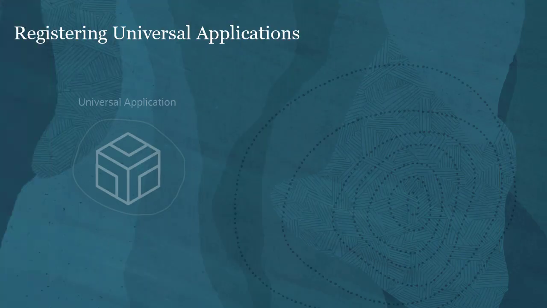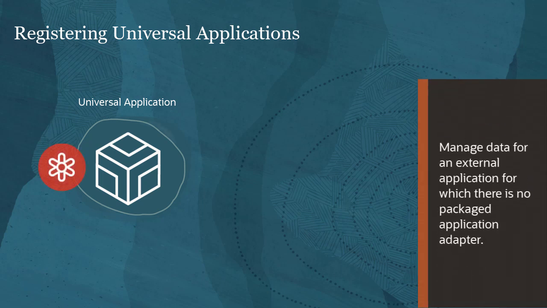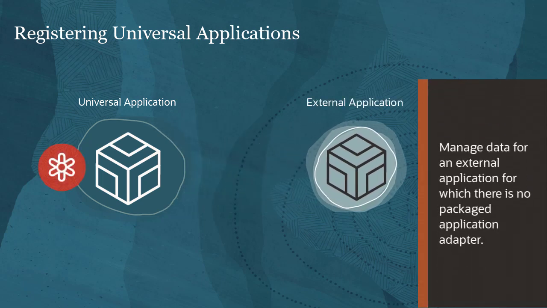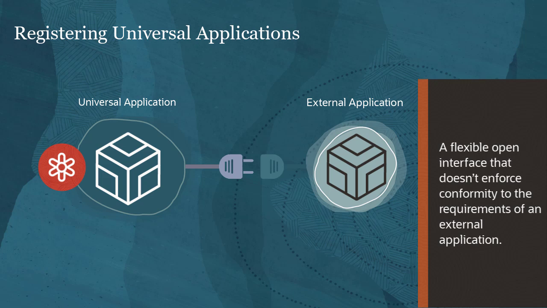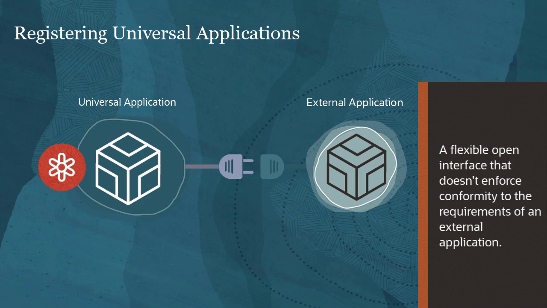You register a universal application if you want to manage data for an external application for which there is no packaged application adapter. You can think of the Universal Application Adapter as a flexible open interface because it doesn't enforce conformity to the requirements of an external application.